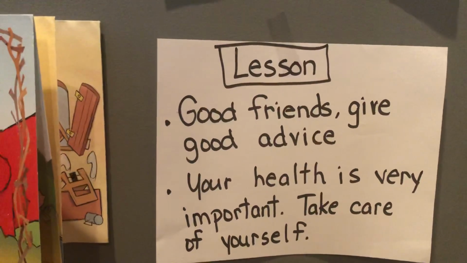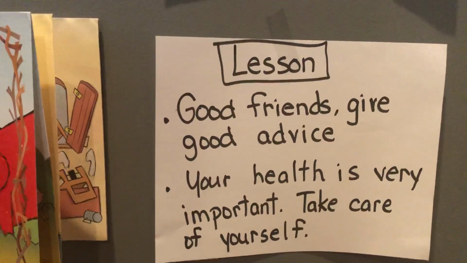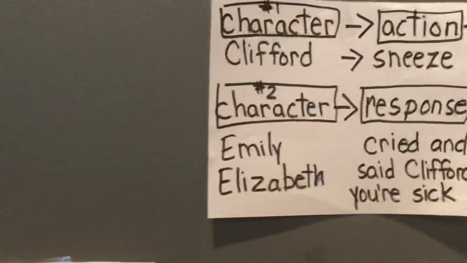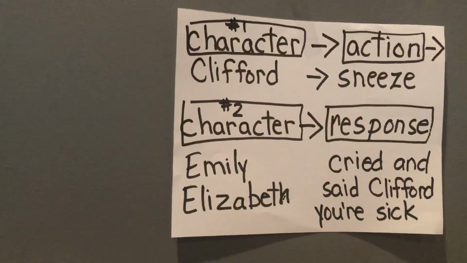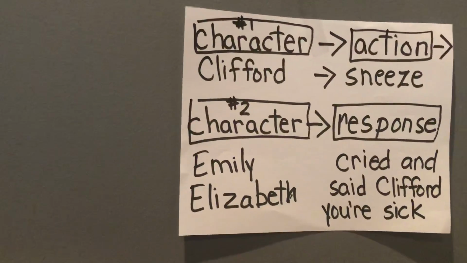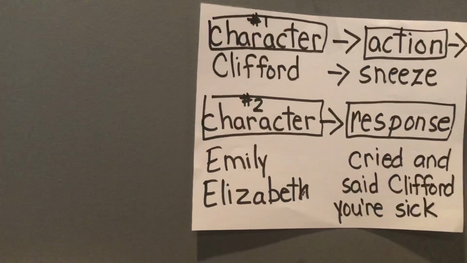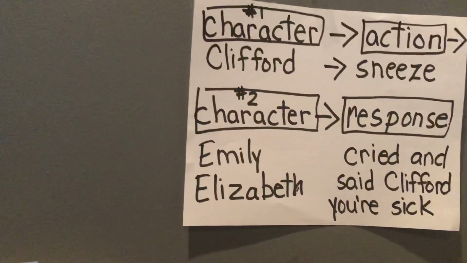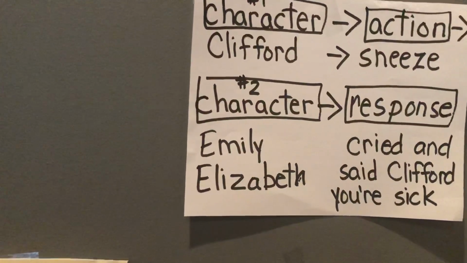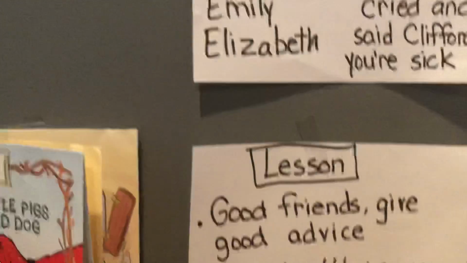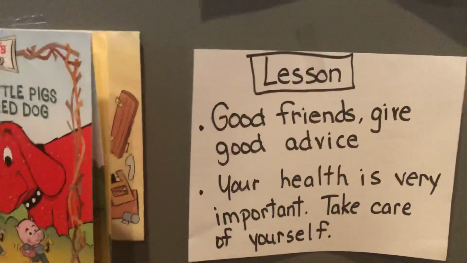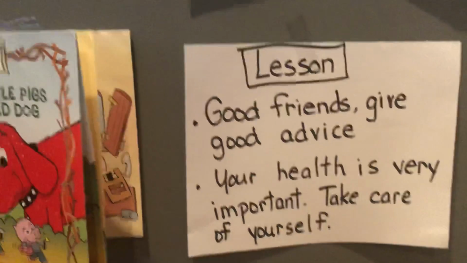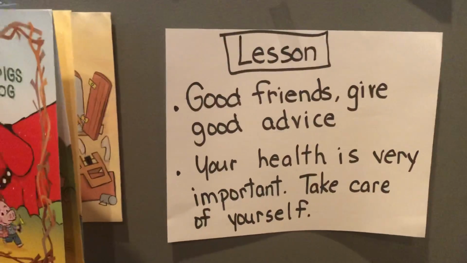But if you're comfortable with writing character one and the action, then of course you can move on to character two and write what you think was the response. How did character one affect character two, okay? And then the lesson portion might take you more time to think of, which is totally fine. And if you can only think of one right now, that's fine. You'll get better as we practice, okay?